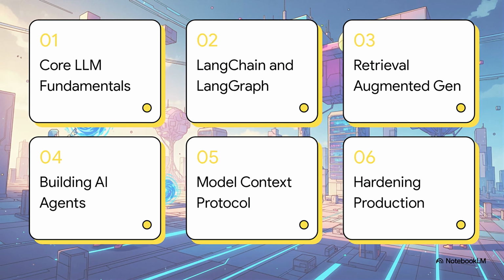Okay, let's dive right into this. Here's our definitive 6-step syllabus for today. First, we'll cover core LLM fundamentals, then we'll move right into LangChain and LangGraph. After that, we'll master retrieval-augmented generation, build some actual AI agents, plug them into the outside world with the Model Context Protocol, and finally, we'll harden the whole shebang for production.